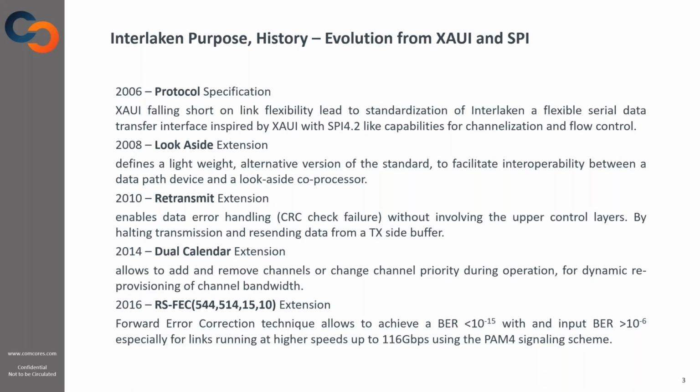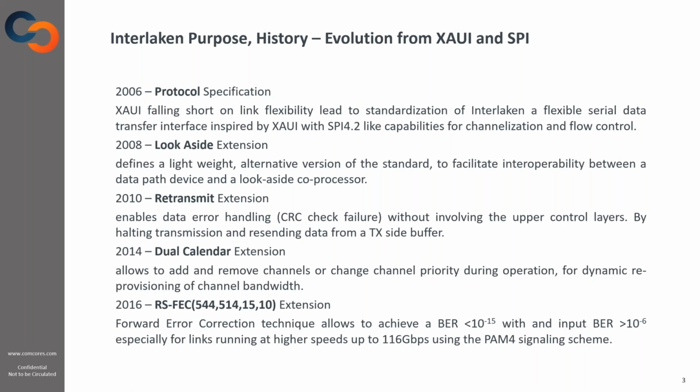So that was the base of the standard, and with years going by, the committee introduced extensions to it. The first one was a look-aside extension, which was basically a simpler version of the protocol. It didn't provide as many channels, but the bursts could be shorter, and it was very good for talking to devices like a look-aside coprocessor, or sending short commands over the protocol. Look-aside is not really compatible with base Interlaken. You can think of it as a lightweight version of Interlaken.